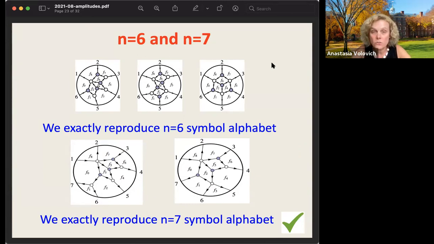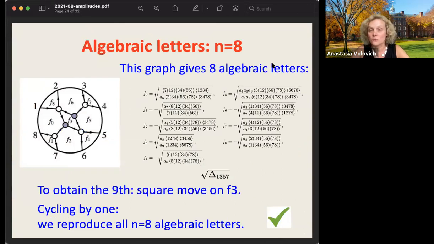Okay, so very good. Now we move to 8. Before you start doing 8, you need to reproduce 6 and 7. So here's a graph, and it gives you 8 algebraic letters, but they're actually 9. Remember, they're 2 times 18. If you make a square move on F3, then you get the 9th square root, and then cycling by 1, we can reproduce all n=8 algebraic letters.